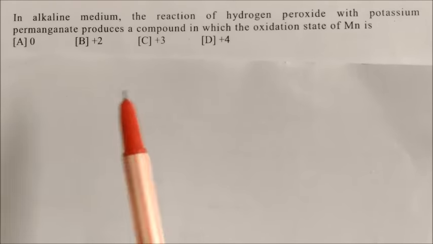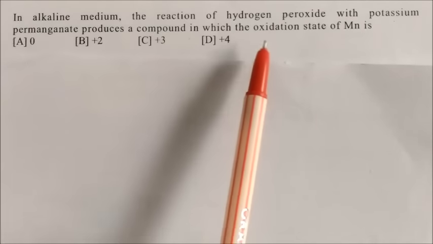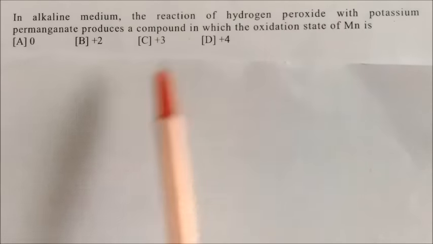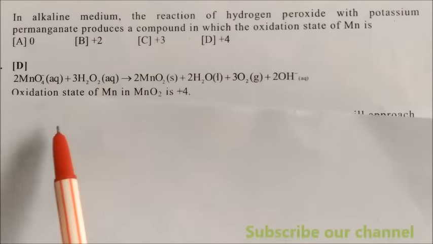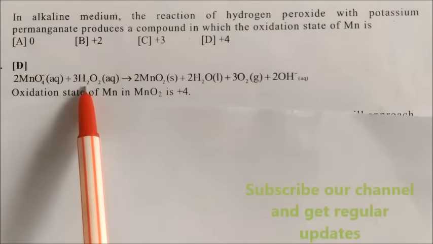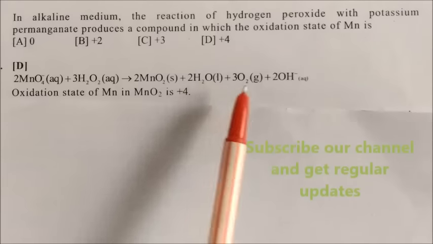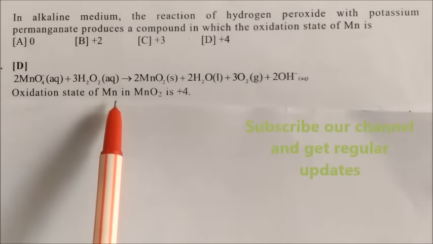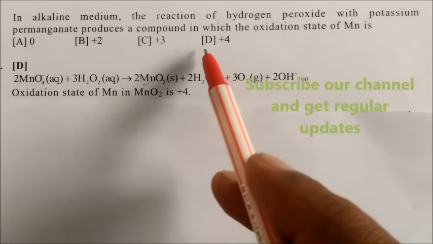In alkaline medium, the reaction of hydrogen peroxide with potassium permanganate produces a compound in which the oxidation state of manganese is. We have four options. To understand, we have to see the reaction. This is the potassium permanganate reacting with the hydrogen peroxide, converting into MnO2, H2O and O2. The oxidation state of Mn in MnO2 is plus 4. So the answer is D.